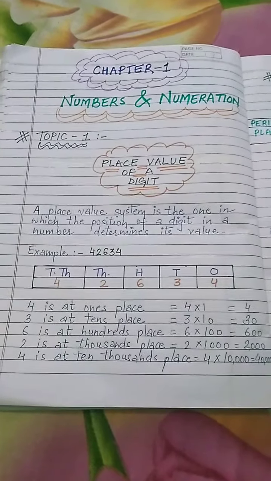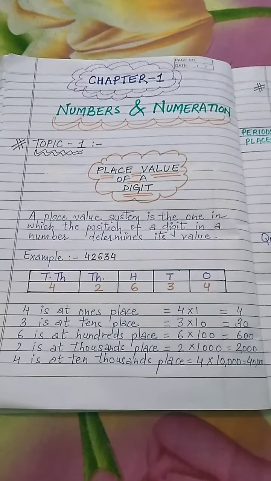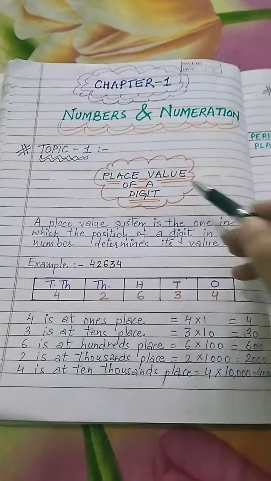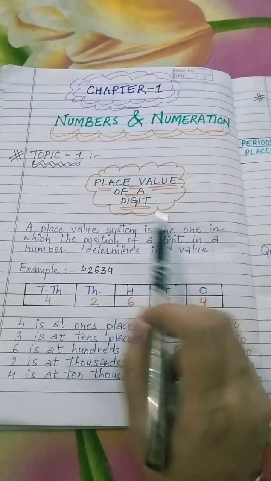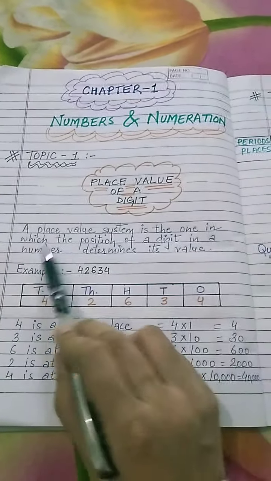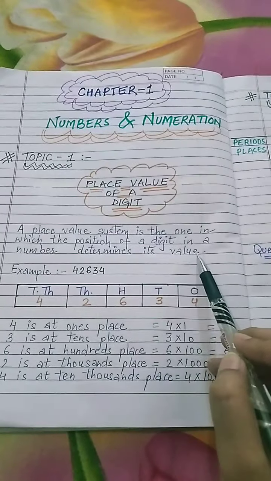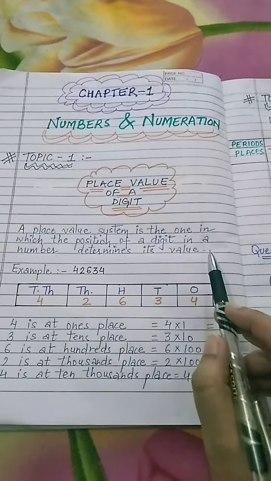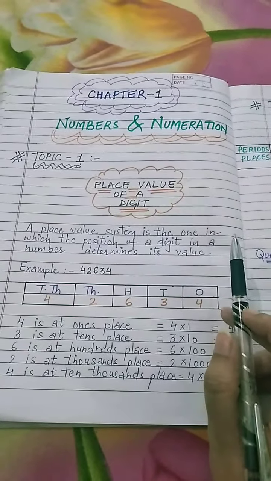This is Mitali Sharma, your maths teacher, and today I am going to discuss chapter 1, numbers and numeration, with you all. So our first topic is place value of a digit. Now, what is place value of a digit? The place value system is the one in which the position of a digit in a number determines its value, or we can say that place value of a digit depends on the place it occupies in the chart.